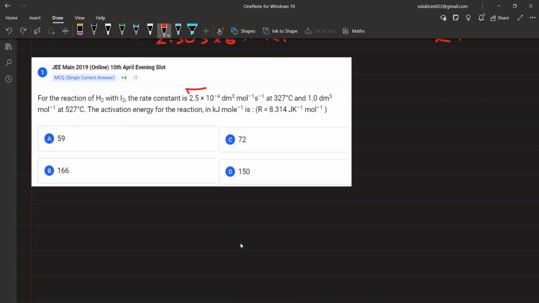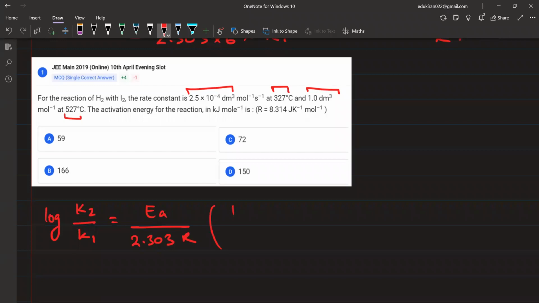Okay, so I've given you the rate constant at a temperature 327 degrees Celsius and the rate constant also at 527 degrees Celsius. So if you know the formula, log of K2 upon K1 is equal to EA upon 2.303 R. Tell me what's next. 1 upon T1 minus 1 upon T2. Right? Yes, sir. T2 minus T1 by T1 T2. Temperature should be in Kelvin scale. Calculate this and tell me what is the right answer. A, B, C, D.